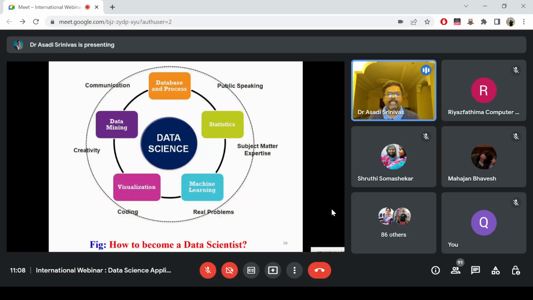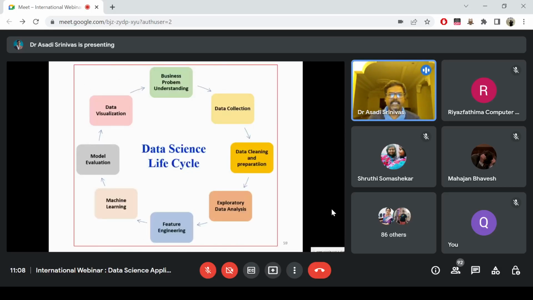So how to become a data scientist? By using all sorts of knowledge like database and processing, statistics, machine learning, visualization, data mining. You need to have skills like public speaking, subject matter expertise, solving real problems, coding, creativity, communication. Definitely you will become a data scientist.